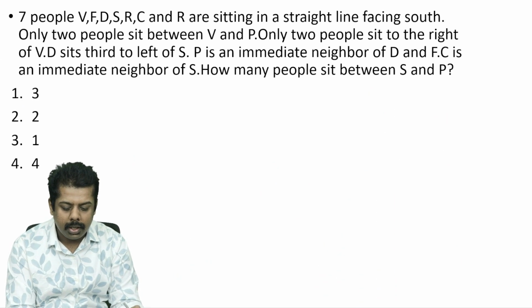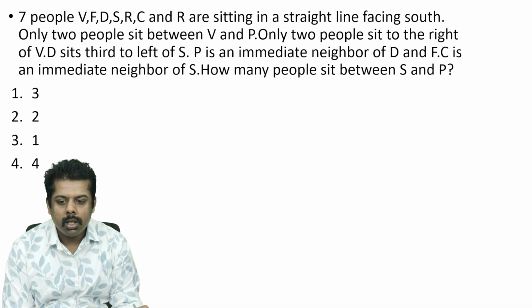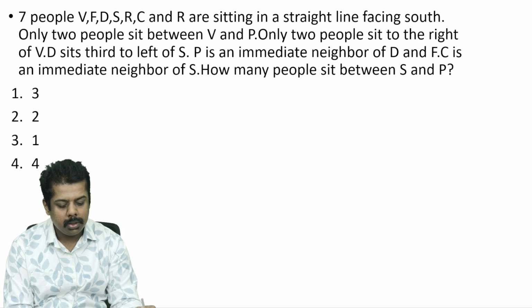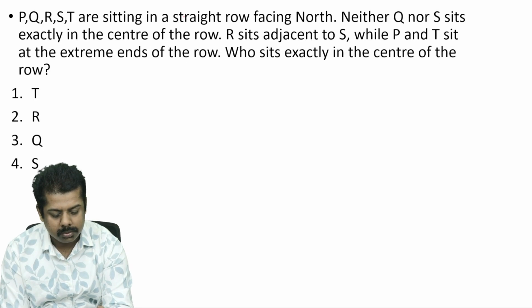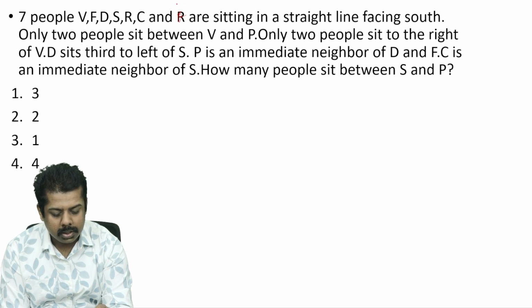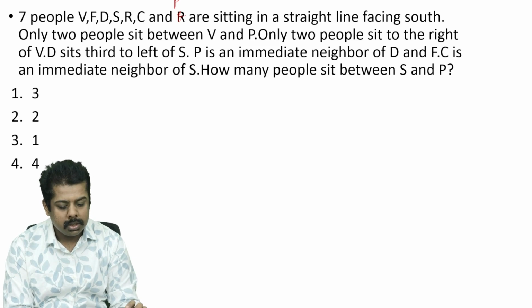So here as well we have 7 people: V, F, D, S, R, C, and basically the last person is P. So we have 7 people, same scenario.